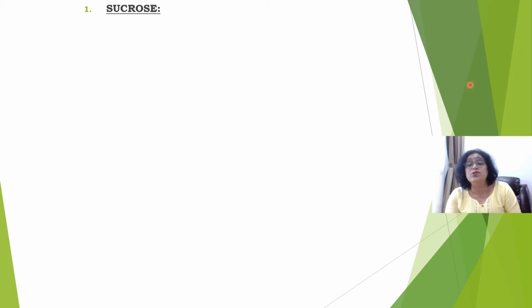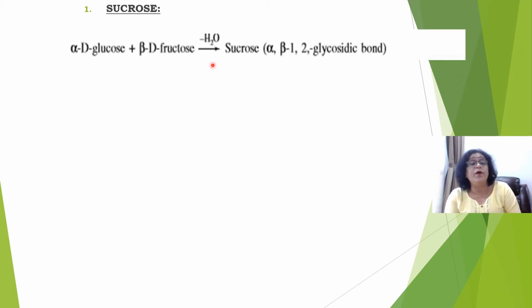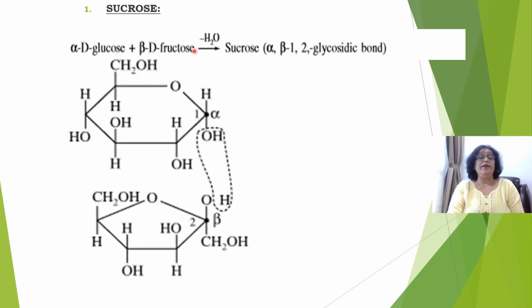The first example is sucrose, which is made up of alpha D glucose and beta D fructose. Alpha D glucose and beta D fructose together react to give sucrose. Or we can say sucrose on hydrolysis gives one molecule of alpha D glucose and one molecule of beta D fructose.